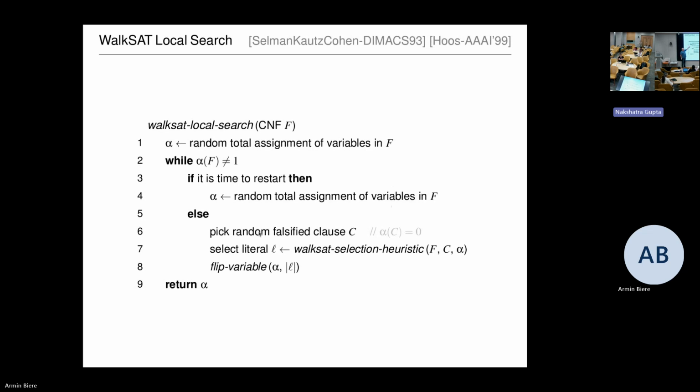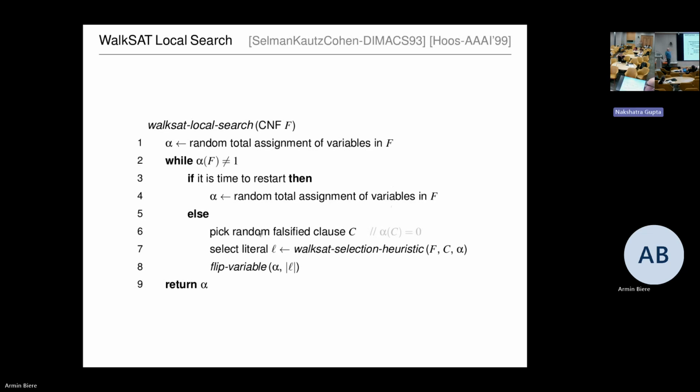So we have this infinite loop. You check the restart. Then you pick a random falsified clause. This is the focus part. And then you select the literal in this clause. And there's something complex here. So next slide, right? They have a greedy heuristic for picking this thing here. And then you flip it.